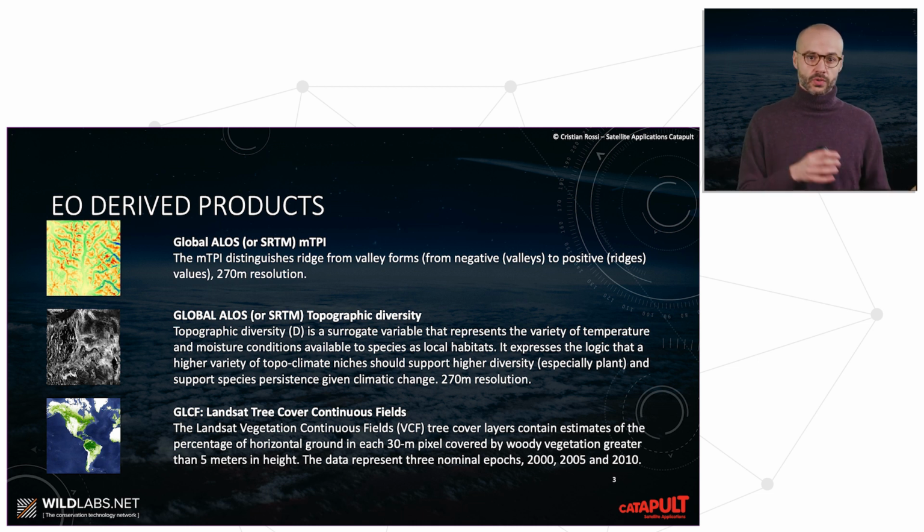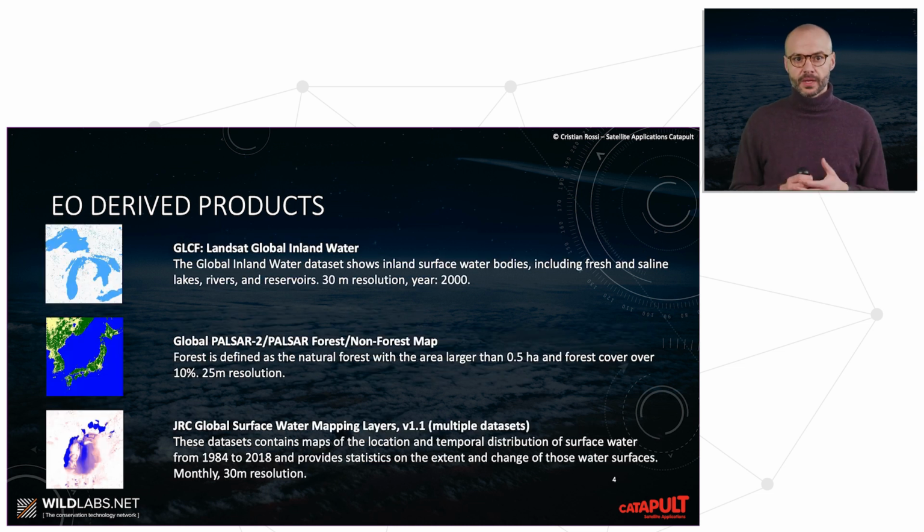Vegetation again, or forests, GLCF, so this is the Landsat Tree Cover Continuous Field, which contains estimate of the percentage of horizontal ground in 30 meter pixel covered by woody vegetation greater than 5 meters in height at 3 different times. Water, same product, but Landsat Global Inland Water, which describes surface water bodies.